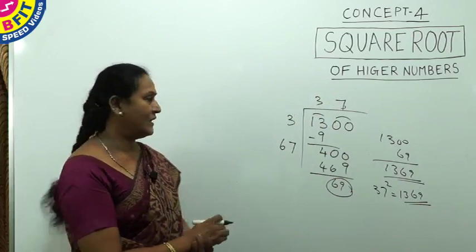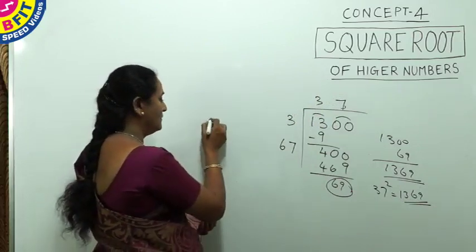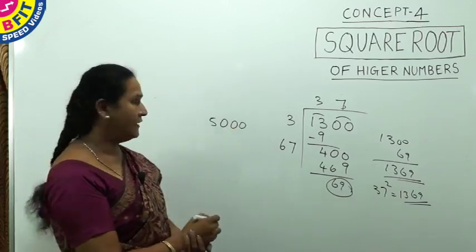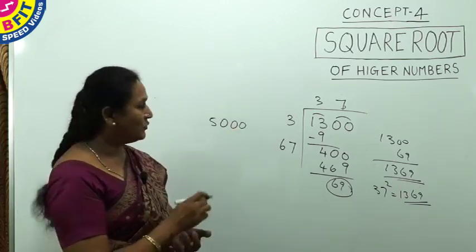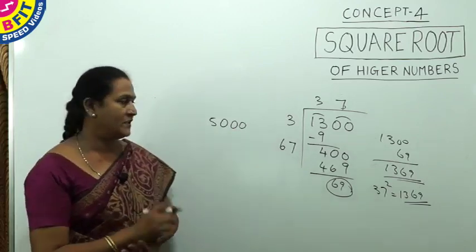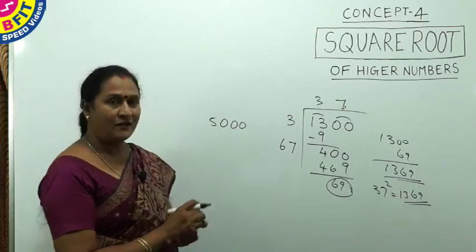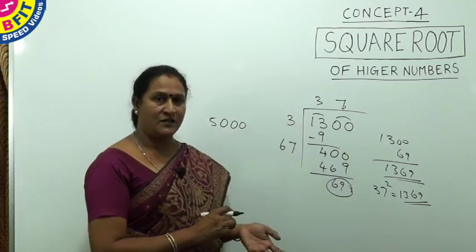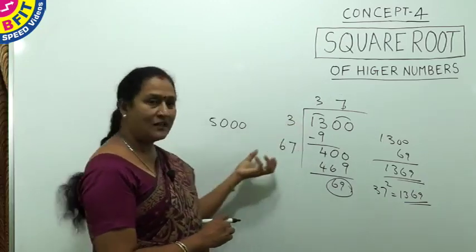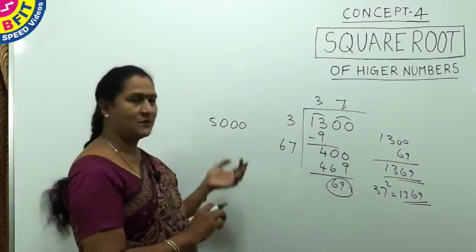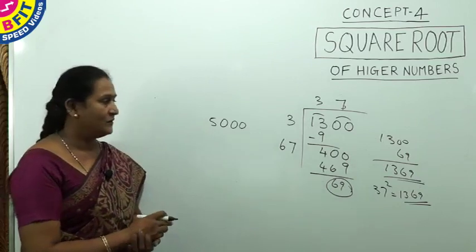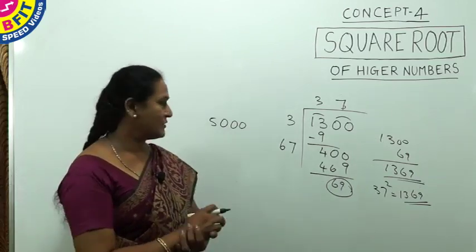I'll give you another example. What should be subtracted from this 5000 to make it a perfect square? This question also was asked in the previous exam. To find the square root we can use the division method, following the same pattern, grouping the numbers. Whatever the number is in excess, that has to be subtracted.